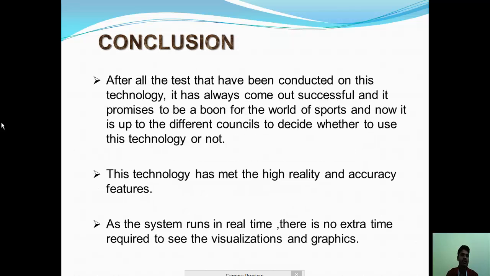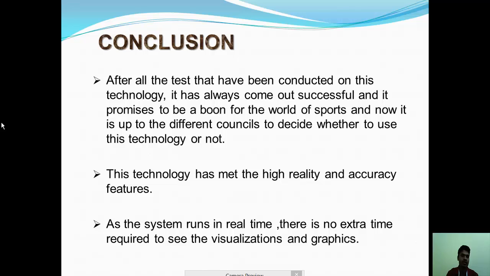The final conclusion of the Hawkeye technology. After all the tests that have been conducted on this technology, it has come out successful and it is a big boon for the world of sports, and it is up to the council to decide whether to use this technology or not.